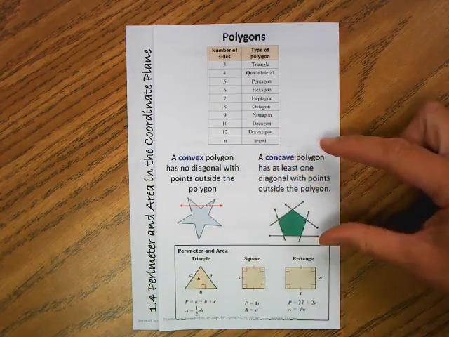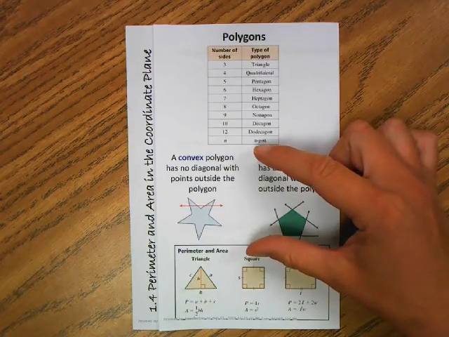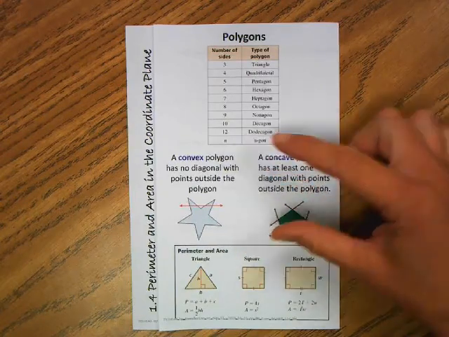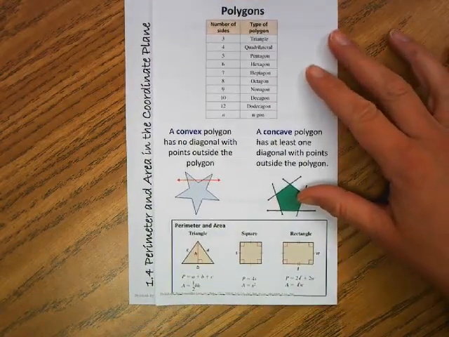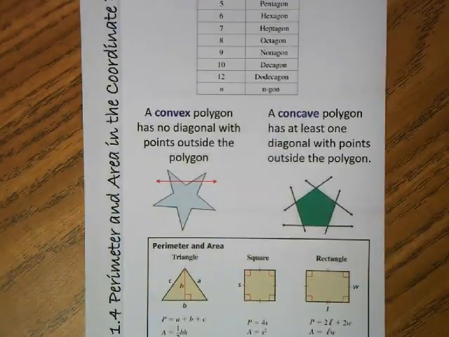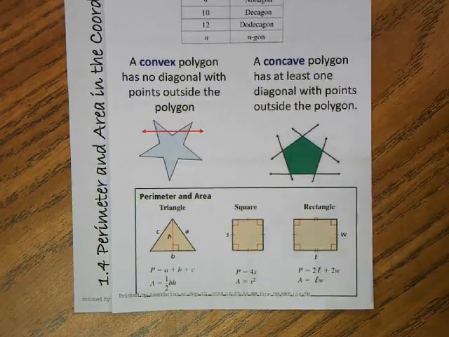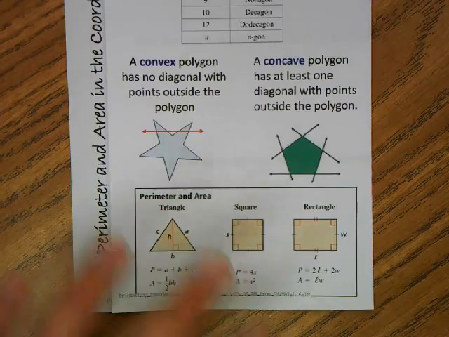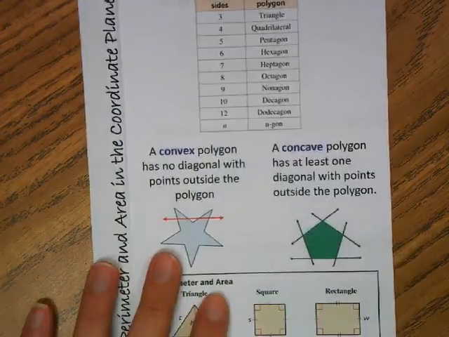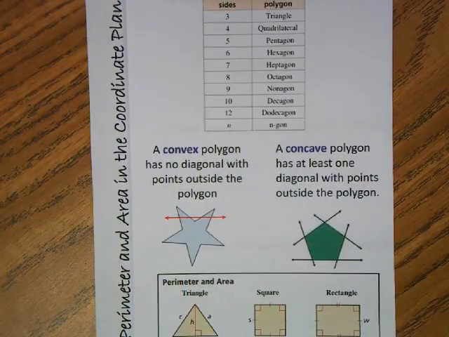You're also given 2 vocabulary words. You can have a convex polygon or a concave polygon. And then down at the bottom is just a reminder of the formulas for perimeter and area of triangles, squares, and rectangles. So you're going to be using all of this information to complete the examples inside.